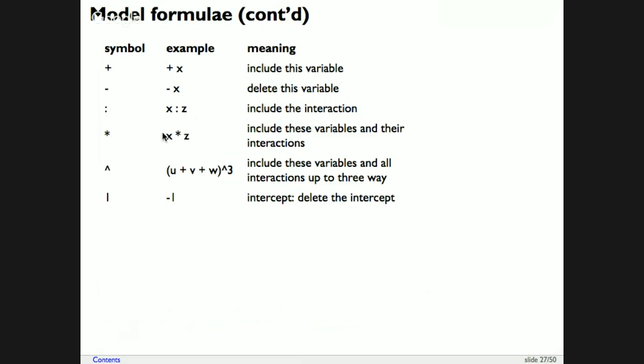You can also add interactions using the asterisk. So this is a shortcut to say include the main effects of each of these variables and their interactions. So this is actually the most common way that I would add interaction terms.